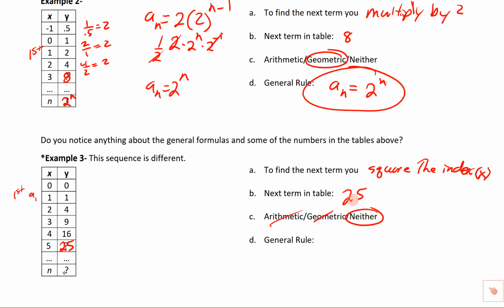And then the general formula, which we'd put right here, well, if you just square the index, then this would be n squared. So a sub n would be n squared. Now, the reason this has an asterisk by it is because we don't study sequences like this very much, but it is possible to have sequences that don't follow either one of the rules that we've talked about, arithmetic or geometric. So let's take a look at the other side.